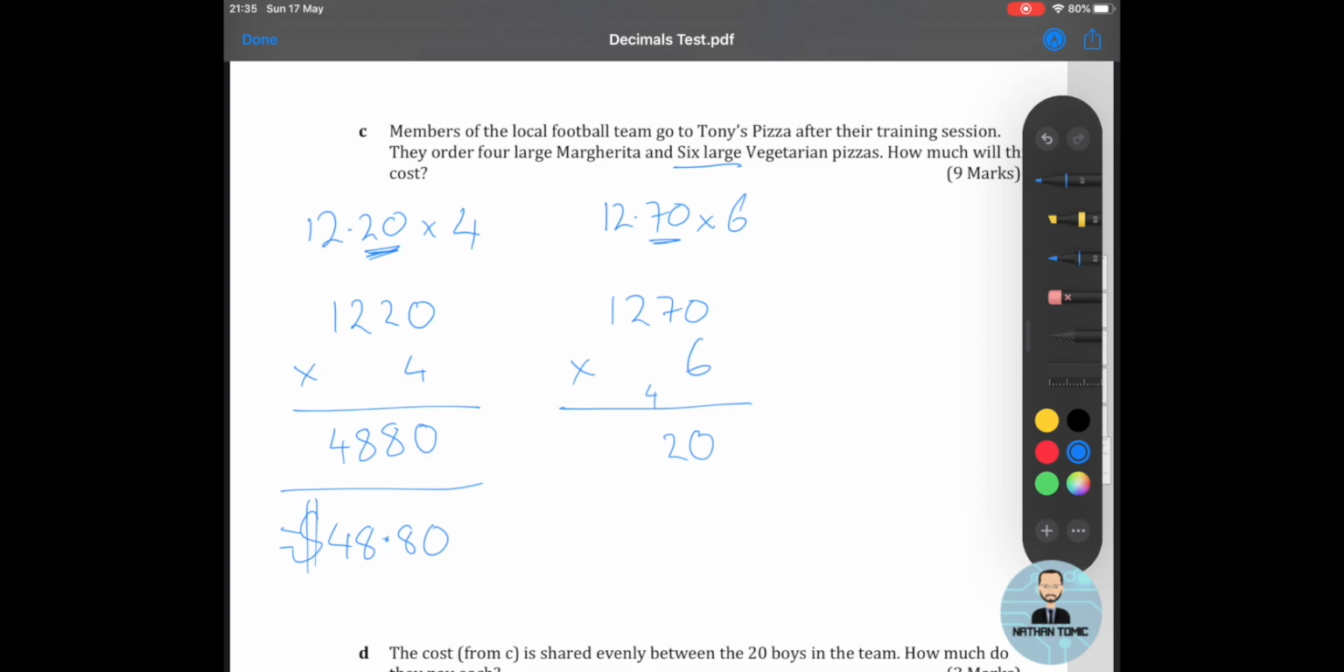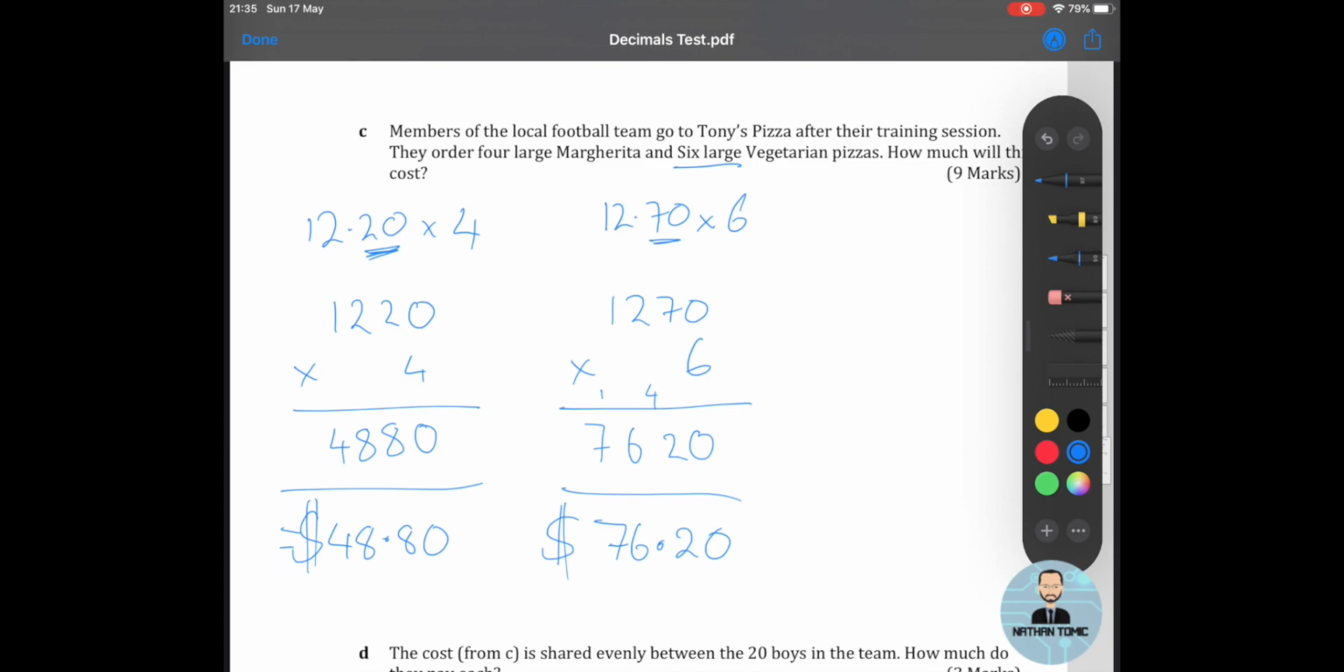So we put the 2 like that. 6 times 2 is 12. Picking up the 4 as well is 16. And 6 times 1 is 6. Picking up the 1 is 7. So we have 76.20. But again, we've got to put the 2 decimal places back in. So we have $76.20 and the dollar sign.